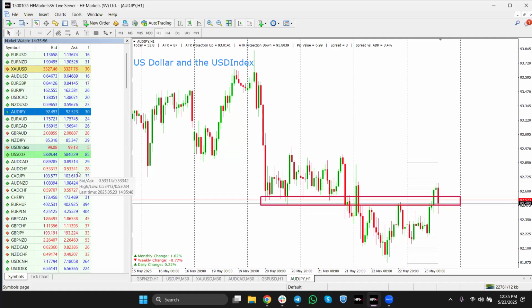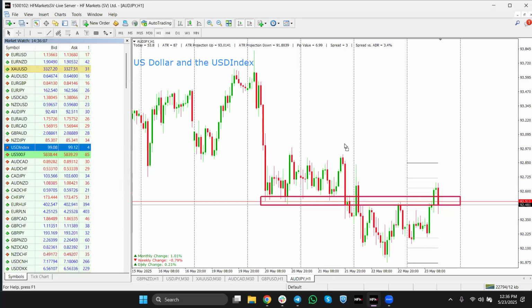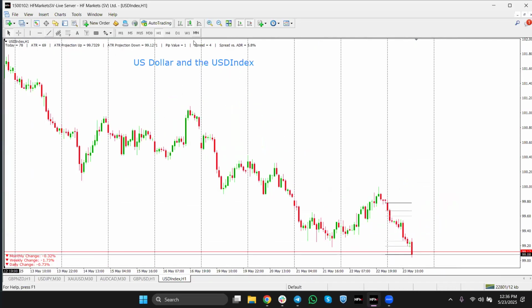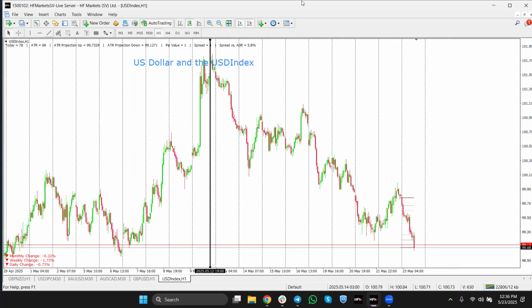I could give you multiple reasons as to why I think the dollar is so weak and so bearish in the market. But I could also give you confirmation by pulling up the USD index, which shows the performance of the dollar broadly against a basket of other currencies in the market. And you can clearly see that I'm not wrong to say that the dollar has actually lost so much value in recent times.